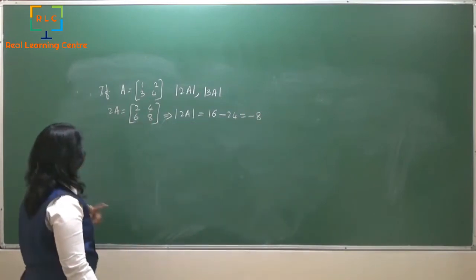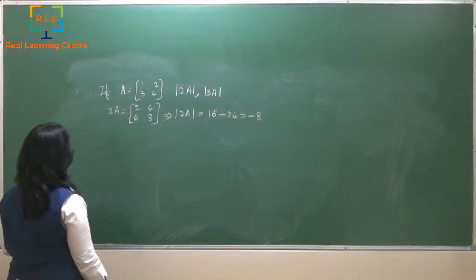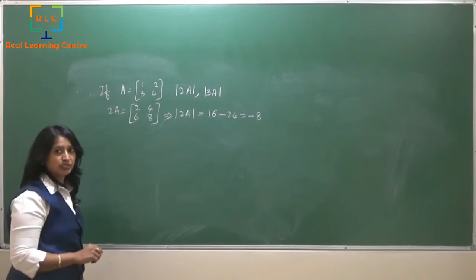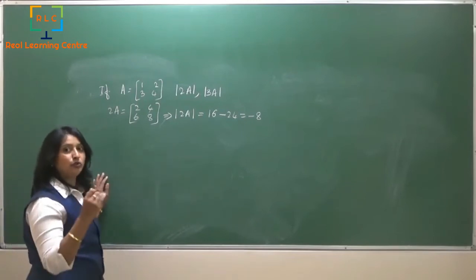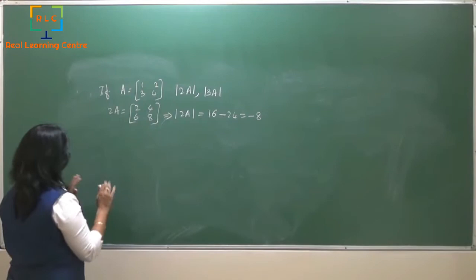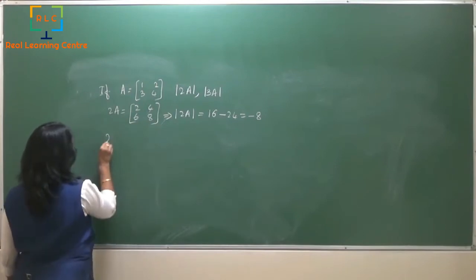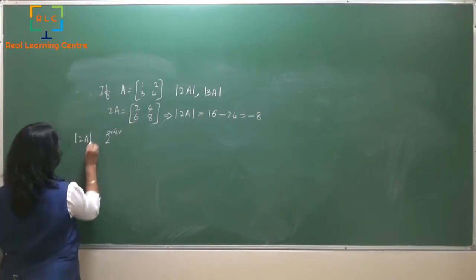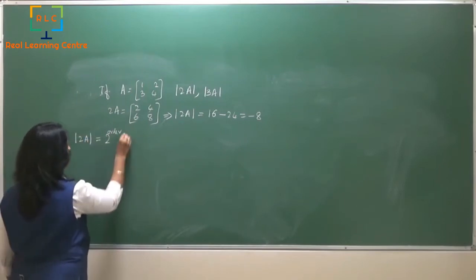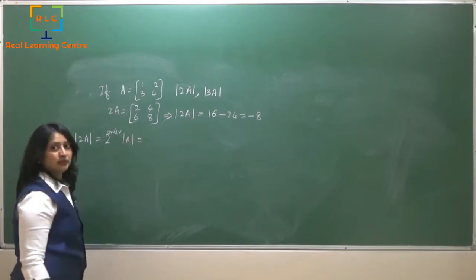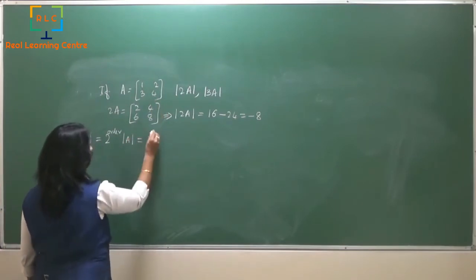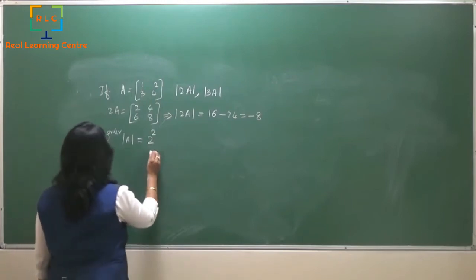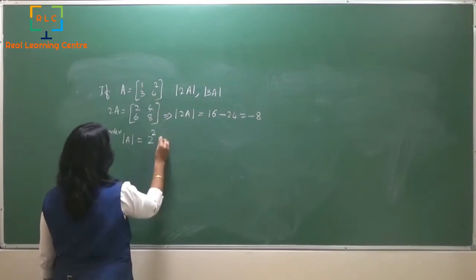Now there is another way of doing it. I shall take out 2 in the determinant. Whenever I am taking out from a determinant, anything common in every row you have to take out. So I shall give you directly the formula. Determinant of 2A is equal to 2 power order into the determinant of A. What is the order of this matrix? It is a second order matrix, so I shall take 2 square into determinant A. What is your determinant A?